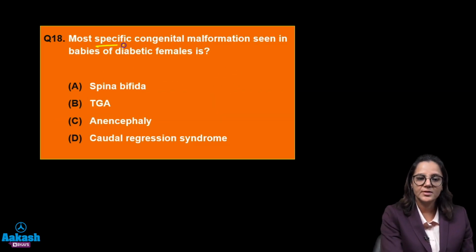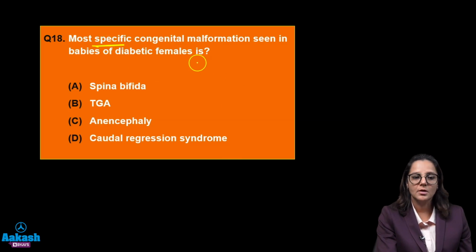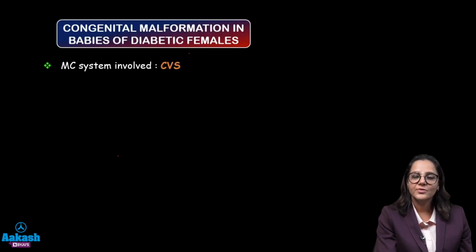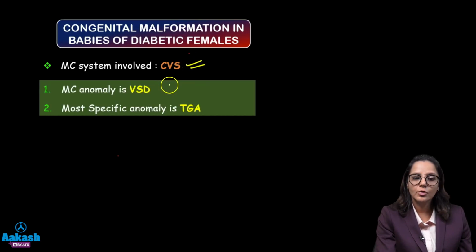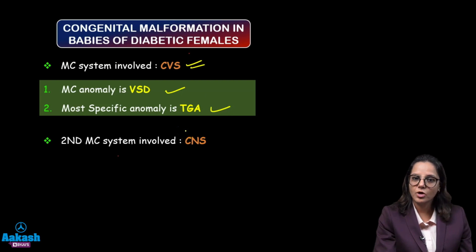What is the most specific? The question over here is what is the most specific, not the most common. Most specific congenital malformation seen in babies of diabetic females. First of all, the most common system involved is the cardiovascular system. The most common anomaly is ventricular septal defect, and the most specific here is TGA. The second most common system involved is the central nervous system.